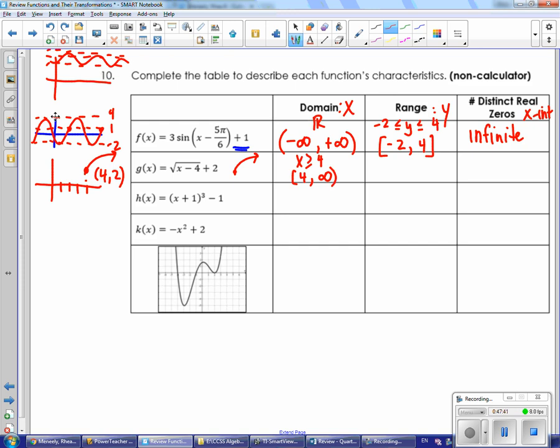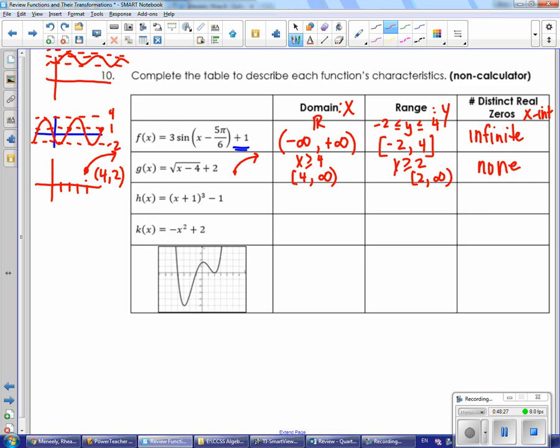In terms of my range, all my y values are greater than or equal to 2. Or if I were using the interval notation, it would be 2 to infinity. And again, I'm going to have a solid bracket at the 2 because of the equal sign, and then the parentheses at infinity. And when you're asked how many distinct real zeros there are, this graph never crosses the x-axis. It doesn't cross the y-axis either. But in this case, there are no real zeros. So that's why it's really important to get a sense of the graph before you try to answer these questions.